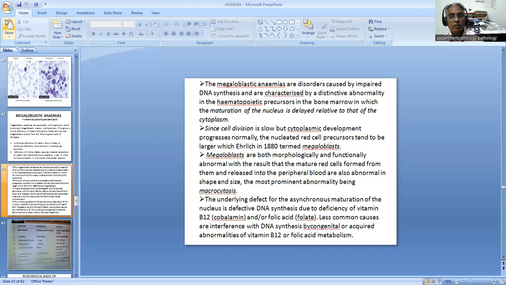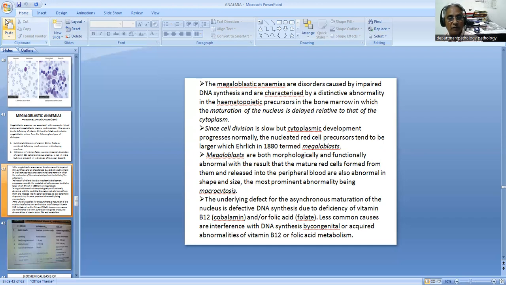So the nucleated red cell precursors tend to be large, which early in 1880 were termed megaloblasts. Megaloblasts are both morphologically and functionally abnormal, with the result that the mature red cells formed from them and released into the peripheral blood are also abnormal in shape and size. The most prominent abnormality is macrocytosis.